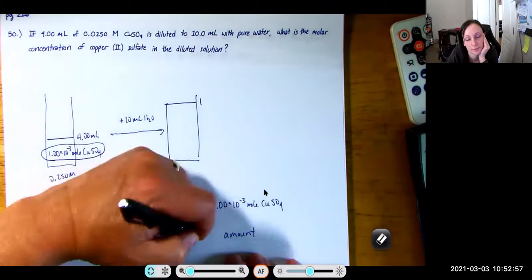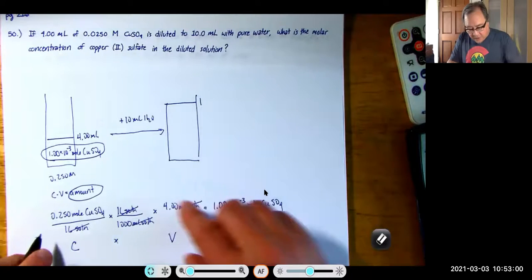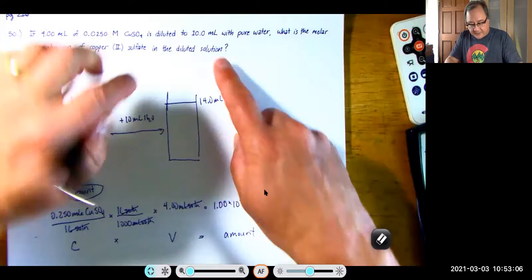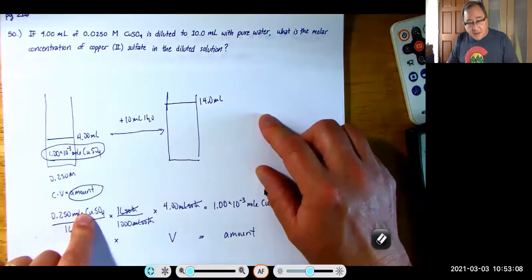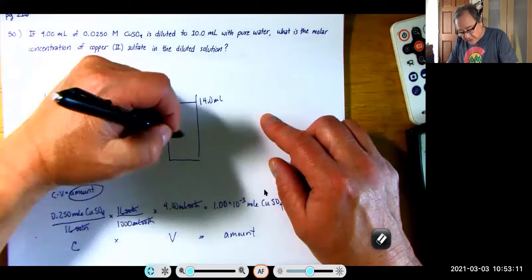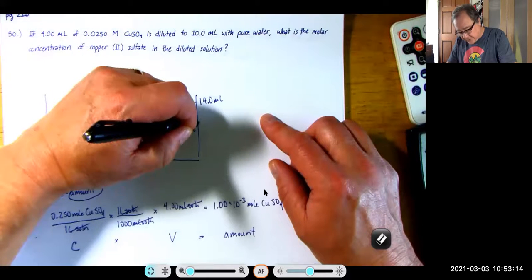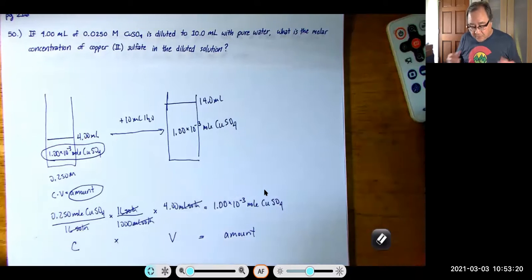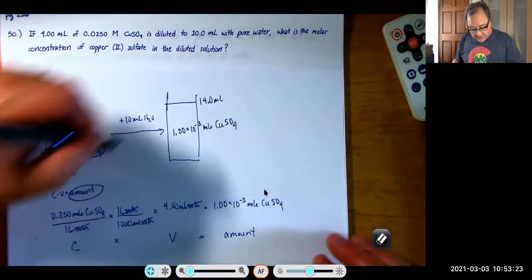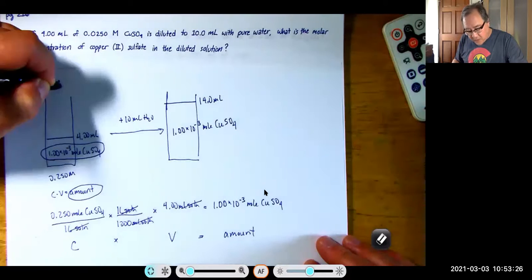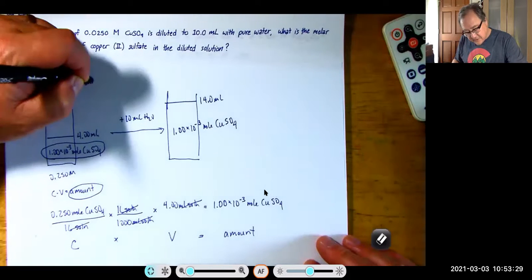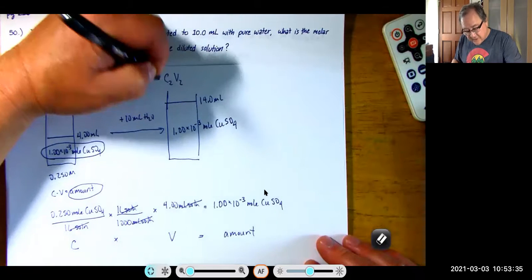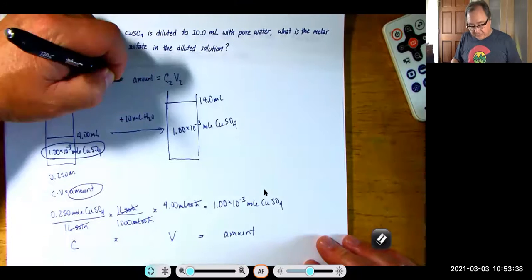Okay. So here, if we add water and we get 14.0 milliliters because we add these two numbers together, the amount of copper 2 sulfate will still be 1.00 times 10 to the minus 3 moles. And the reason that hasn't changed is because we didn't take any out and we did not put any in. We just put water in. So here, if C1V1 equals amount, and here if C2V2 equals amount, that means C1V1 equals C2V2.